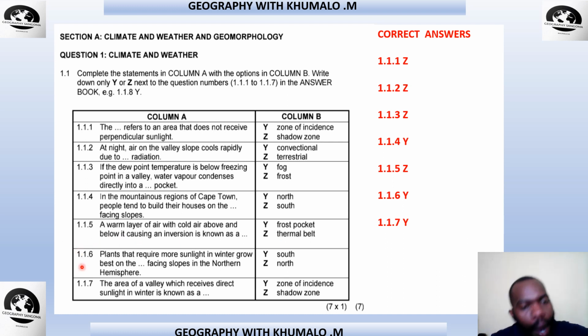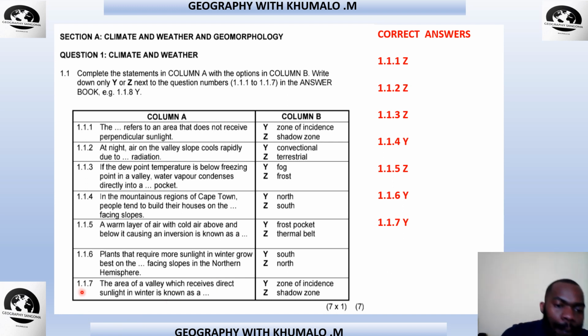Very good. 1.1.6, plants that require more sunlight when in winter grow best on the facing slope in the northern hemisphere. Right now we are talking about the northern hemisphere, not the southern hemisphere, the northern hemisphere. So this becomes the opposite of 1.1.4. So which is what, grade 12? Y. And what is Y? That is the south-facing slope.